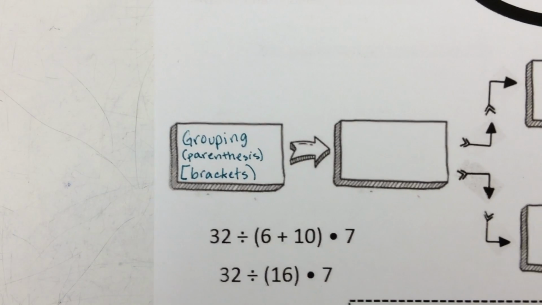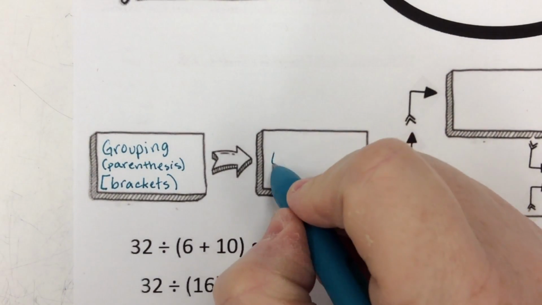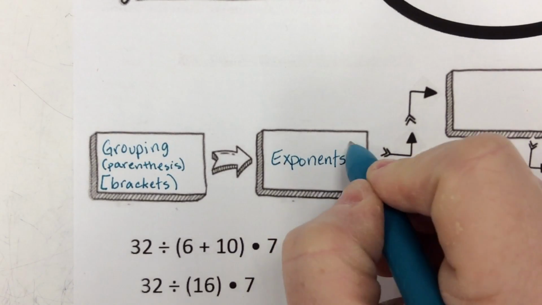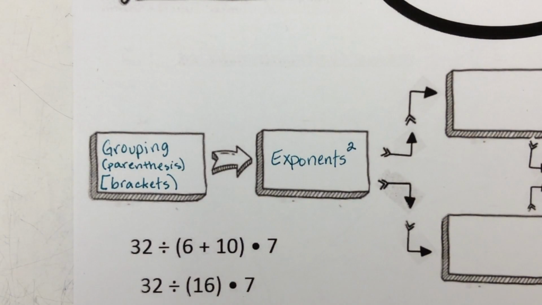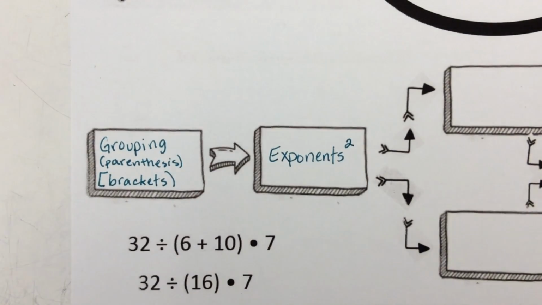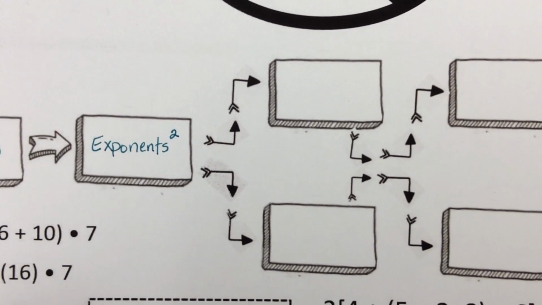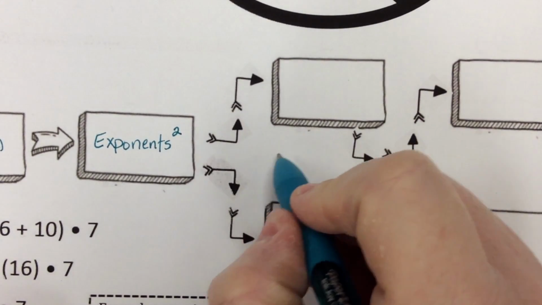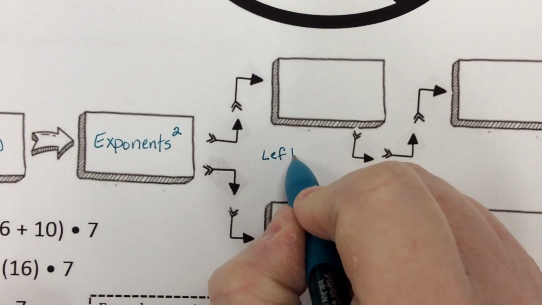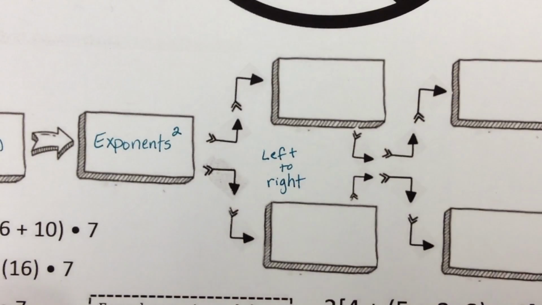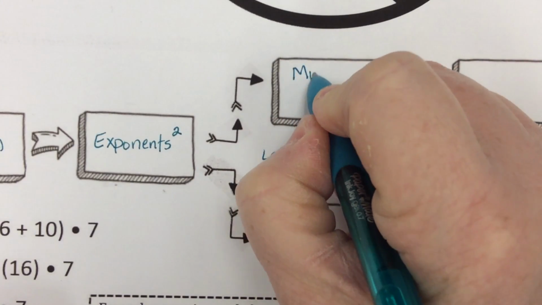Then we have our exponents. I put a little 2 there, like squared. That's our exponents. So after we take care of our grouping, we can move over to our exponents in the problem. Then we go over here to multiply and divide. And I'm going to write the words left to right. We have to work left to right here, but we're going to say multiply.